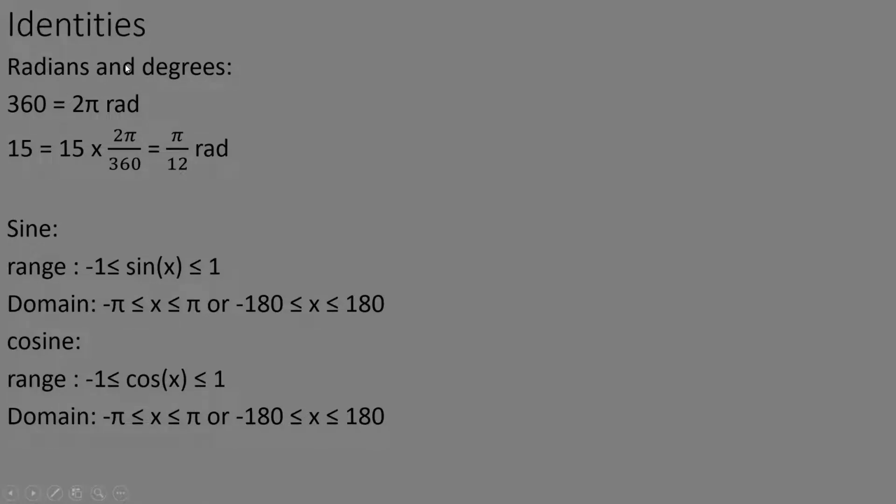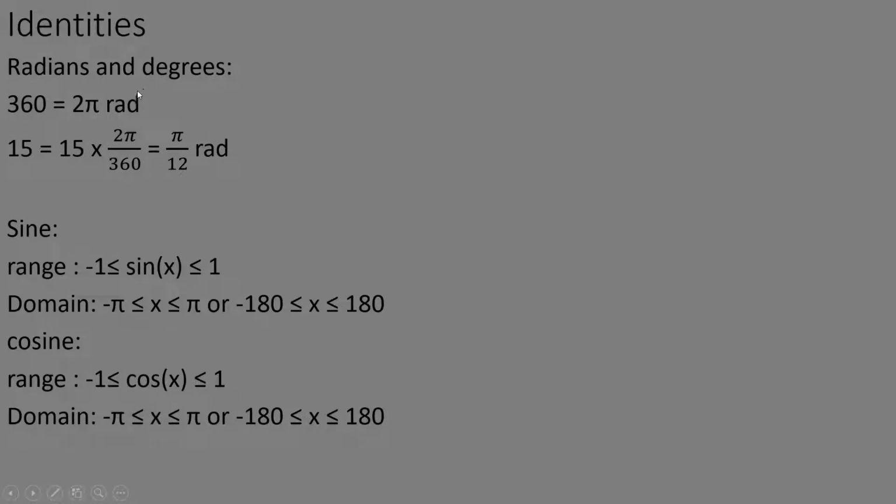We're all familiar with degrees, which go from 0 degrees to 360 degrees. And then we have radians, which is represented in short form by RAD over here. We know that one full revolution has 360 degrees, and one full revolution also has 2 pi radians. So 360 degrees is equal to 2 pi radians.